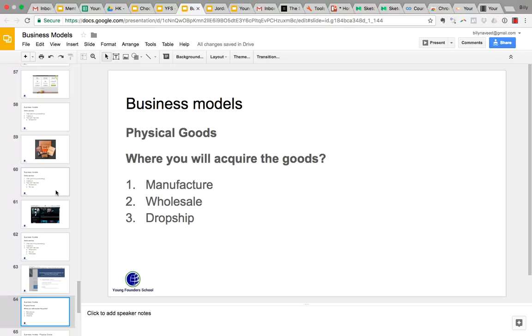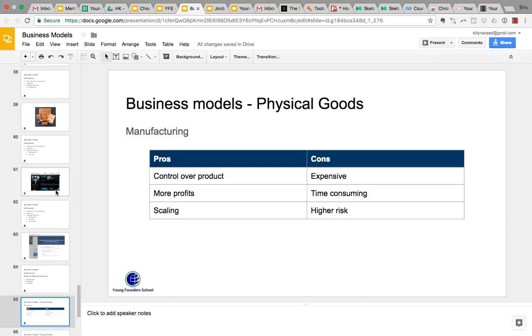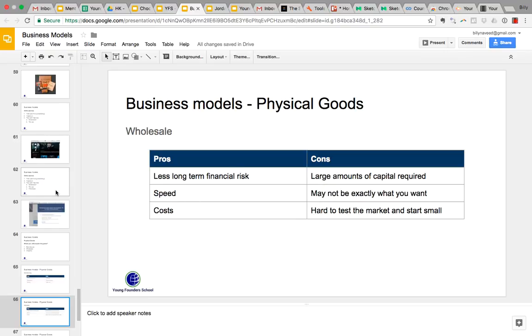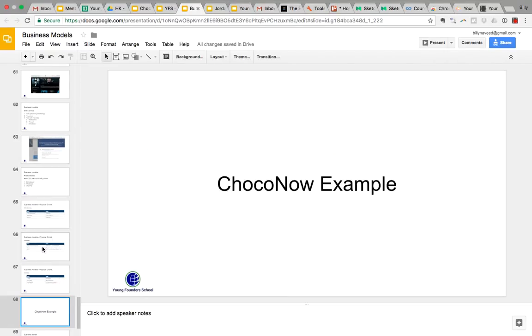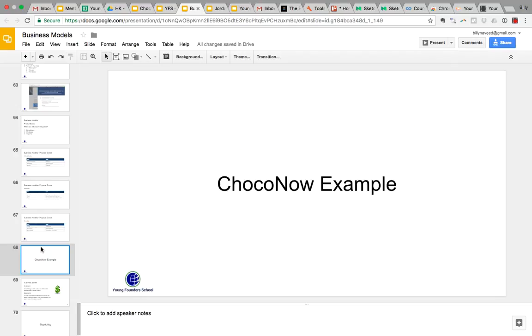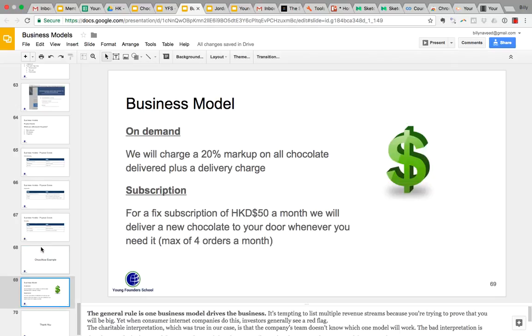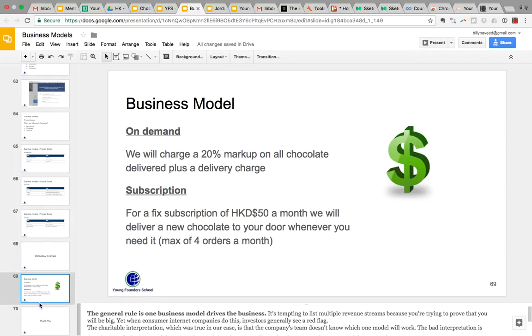Where they acquire the goods from, again, if it's a physical goods company, they can manufacture, wholesale, or drop ship. We do discuss how this is a very expensive thing to do and what the pros and cons are of manufacturing, wholesale, and drop shipping. Each of these choices, again, please feel free to have a look at. And we see how in the Choco Now example, we're going to charge a markup on all chocolates and then have a subscription package as well, where you can have chocolate delivered to your door in order to have that recurring revenue.